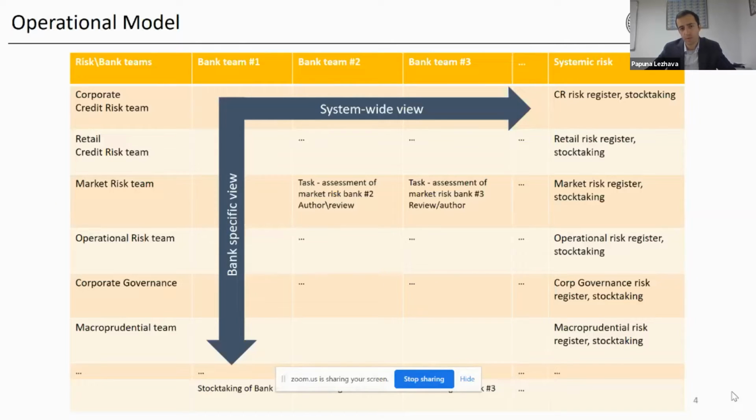And on the top row, you see different banks. So in each bank, each risk has two assessors. We have somebody from the banking supervision team that is looking at this bank, and we have somebody from the risks team who is looking at the specific risk. And this is how the system works.